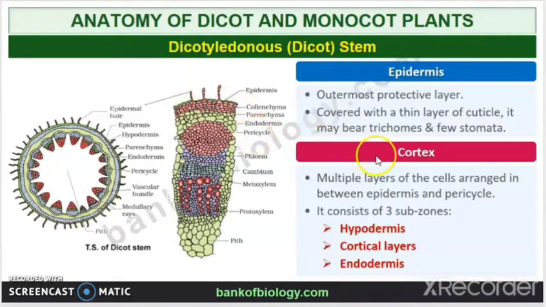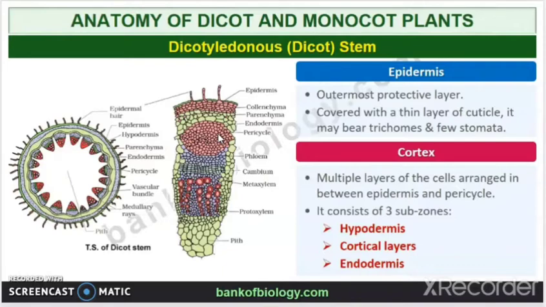Right. Now coming to the next portion, starting from this part below the epidermis till the pericycle, it forms multiple layers of cells which is commonly called the cortex. Okay, so this part and this part, the outermost portion, together forms the cortex. So multiple layers of cells are arranged between epidermis and pericycle. Okay, so this is the epidermis, and the second layer from this pink colored structure is the pericycle. Right, so all these multiple layers of cells are arranged in between epidermis and pericycle.